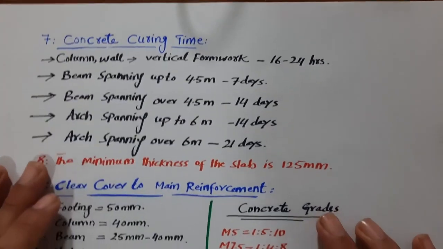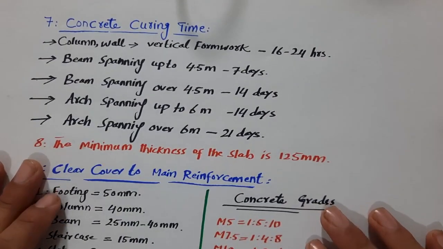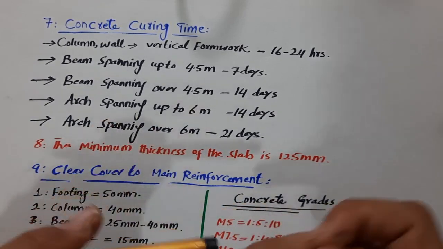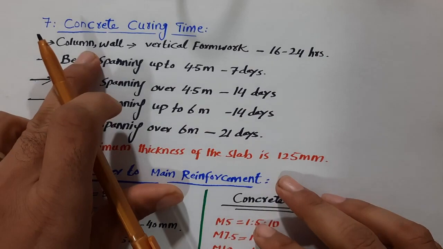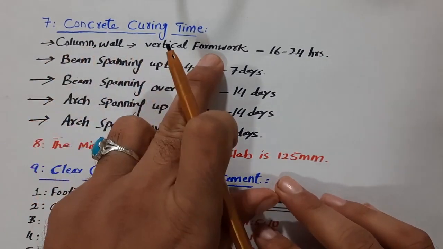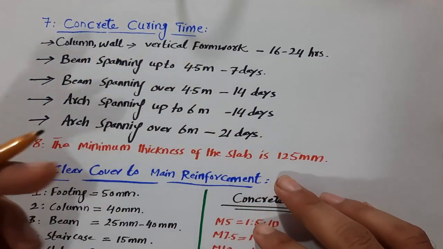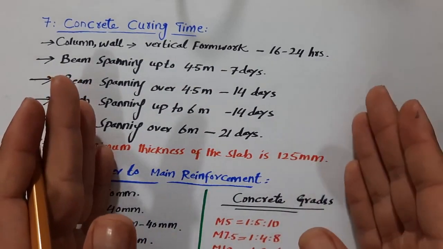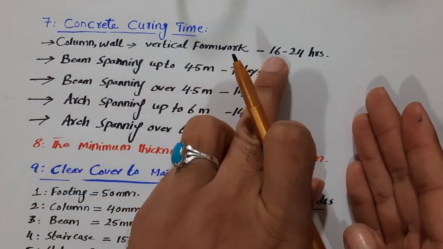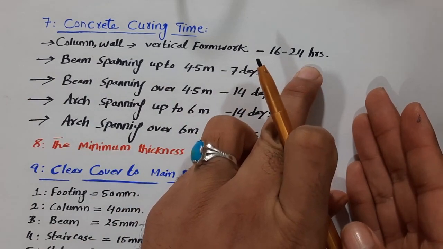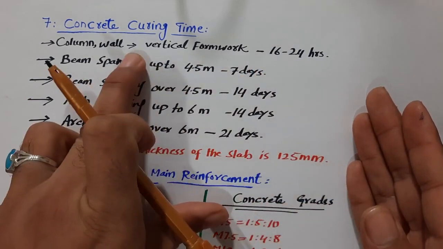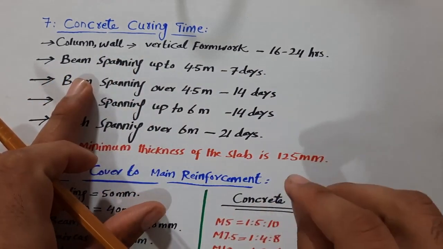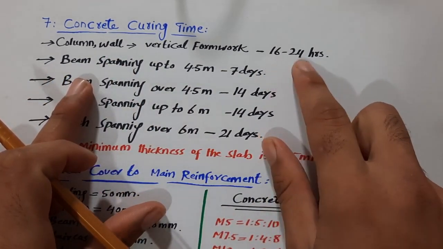The next one is, guys, curing of concrete or concrete curing time. Remember, guys, for column, wall, vertical formwork, because as you know, for column we are using the vertical 4-side formwork. So the formwork should be removed after 16 to 20 hours. Otherwise, if you don't remove the vertical formwork, you will face more problems. So therefore, it should be removed within 16 to 24 hours.